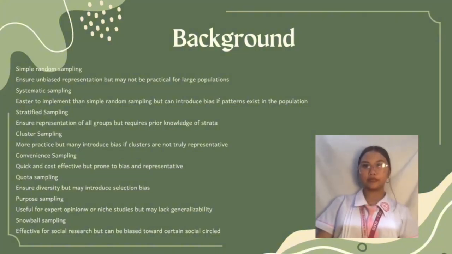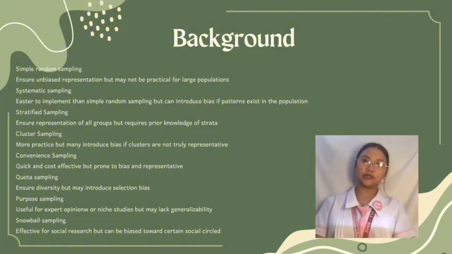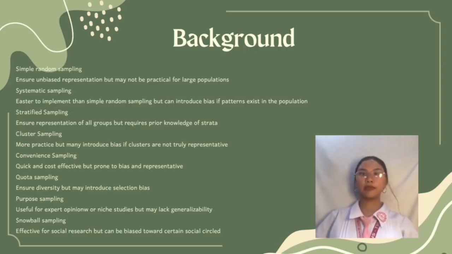So what is stratified sampling? Stratified sampling is a probability sampling method where a population is divided into homogeneous subgroups based on shared characteristics, and a random sample is taken from each stratum to ensure proportional representation. In stratified sampling, we first divide the population into different groups or strata. For example, if we're studying student performance in a school, we can group students by grade level. Then, we randomly select an equal number of students from each grade to ensure fair representation.